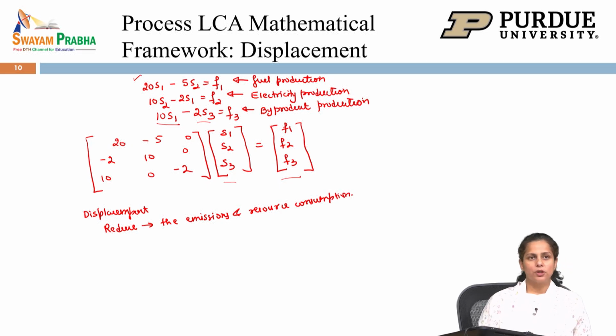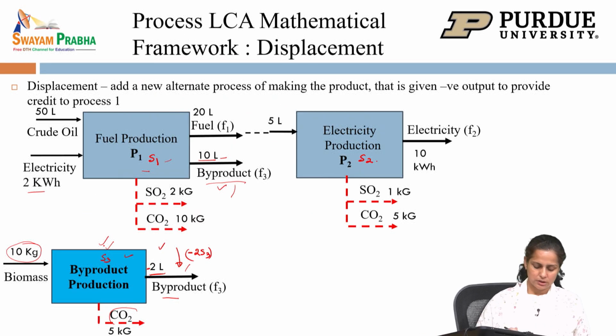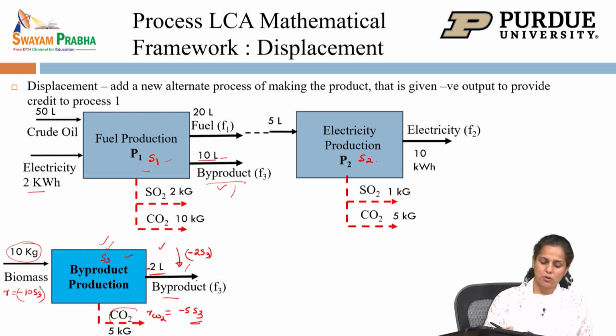So, when you work out the math, eventually you will know how much you want to reduce. So, you will know the R biomass. Here the consumption is going to be minus 10 times whatever S3, and we are going to reduce by that amount, and R CO2 is also going to be minus 5 times the S3, whatever we are getting the S3 for reduction because of the net production in the network, that is what we will get.